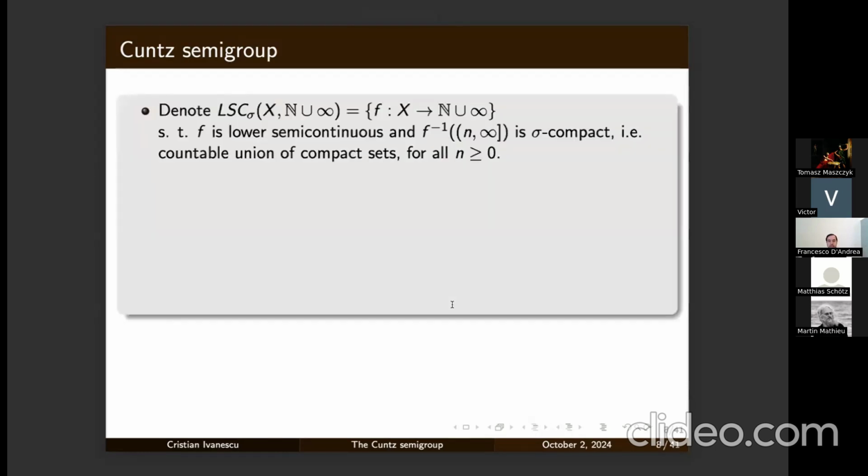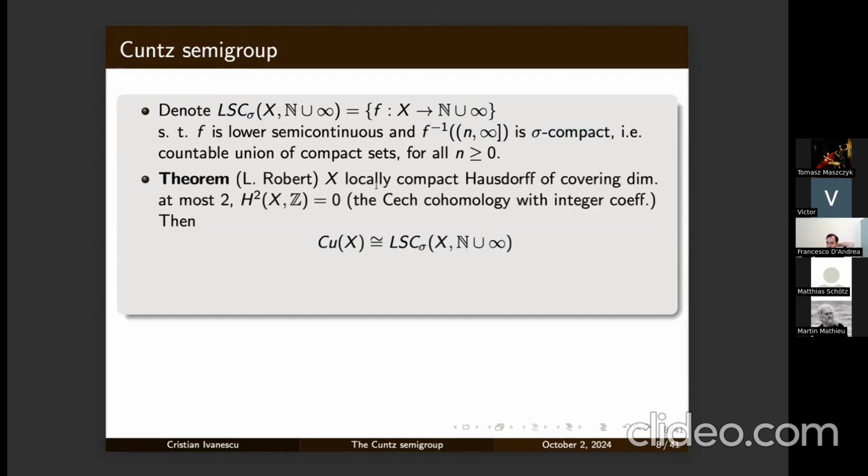And now to answer the question, what happens with the [0,1] square? First, let me introduce a notation. We denote LSC of sigma. These are going to be lower semicontinuous functions from X with values in the natural numbers union infinity, such that the pre-image of n to infinity, first of all, because it's lower semicontinuous, is going to be an open set, but we require that this is sigma compact, meaning that it's a countable union of compact sets, for all n.